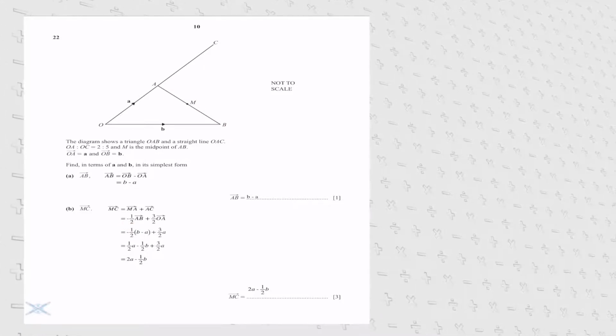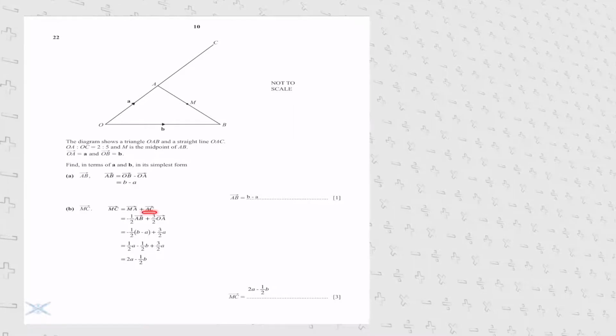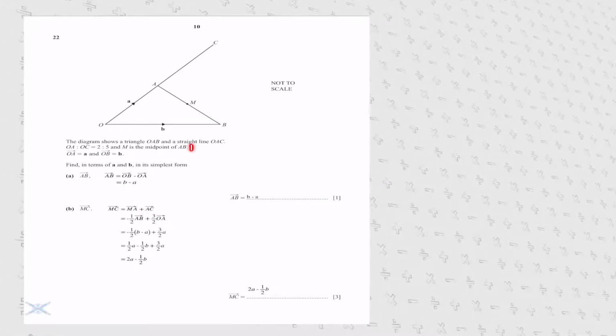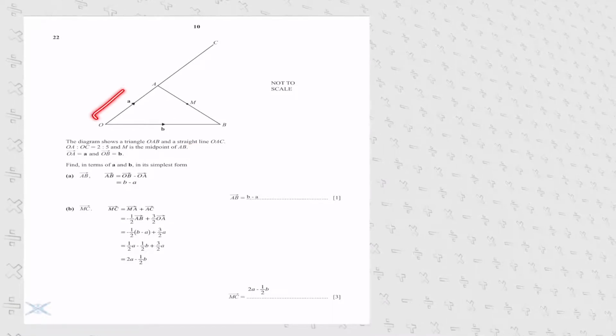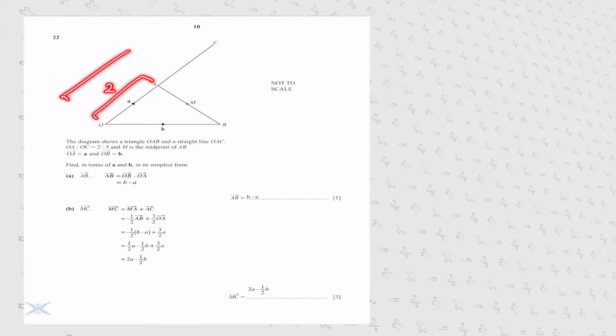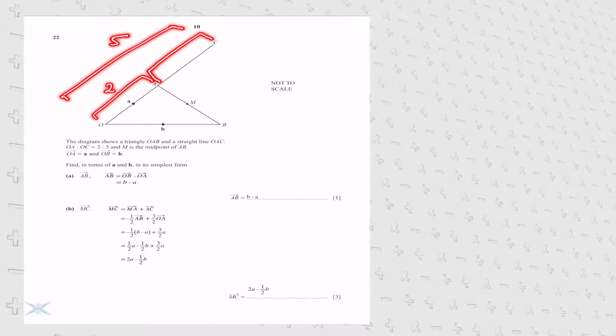In a second step, we need to find a substitution for the expression vector AC. To do that, we can exploit this piece of information over here, which tells us that the distance between O and A consists of 2 parts and the distance between O and C of 5 parts, which leaves AC with 3 parts.